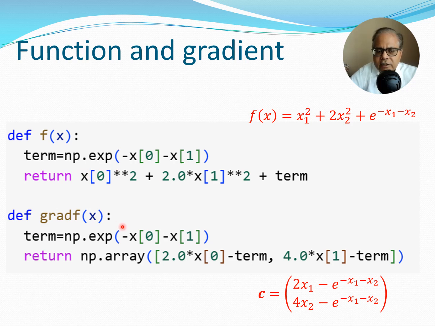Similarly, we have the function grad f(x), and here I return the gradient vector corresponding to this function. So again, by taking the partial derivatives of f of x with respect to x1 and x2, I can get the c vector, and I can essentially hard code it here, and I return this using the grad f function.